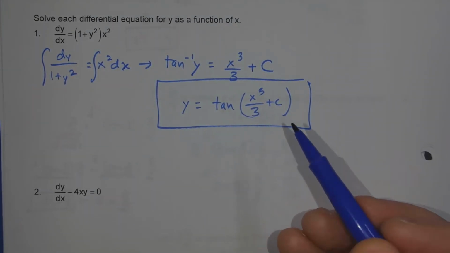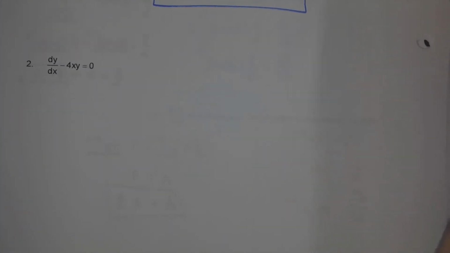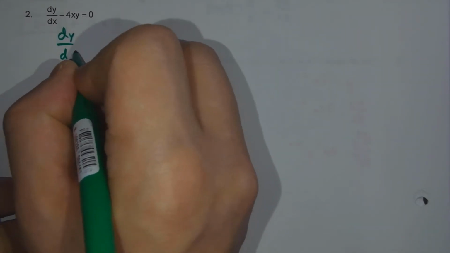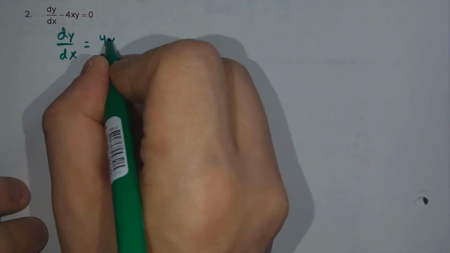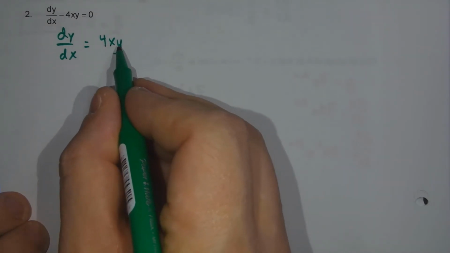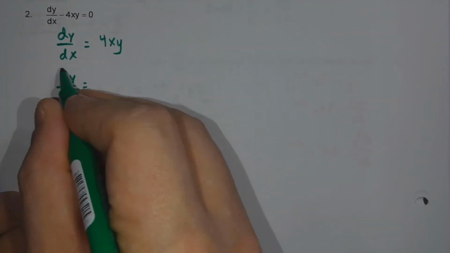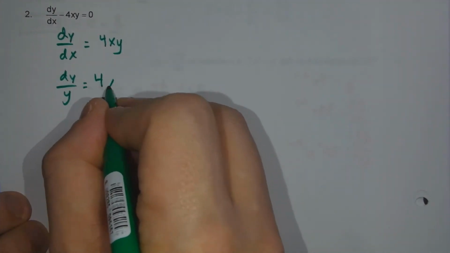And so that would be the way that we might perform this problem with no given initial condition. Okay, so moving on, if we want to try this one, dy dx minus 4xy equals 0. As a first step on that problem, let's add 4xy to both sides. So dy dx equals 4xy. Then I will divide by y, and I'll multiply by dx.